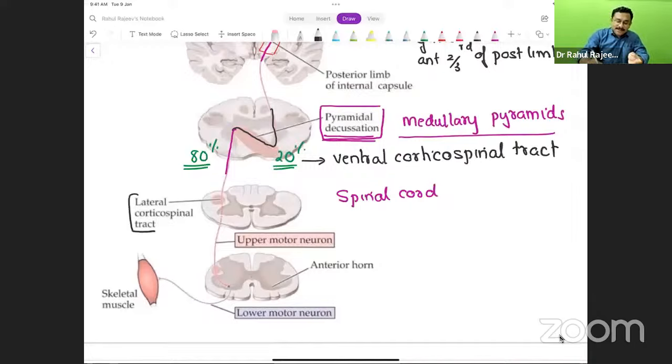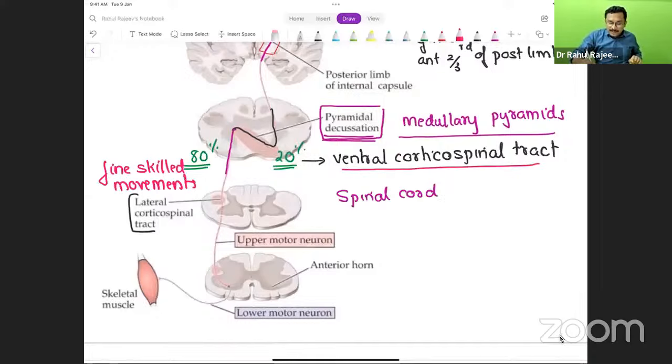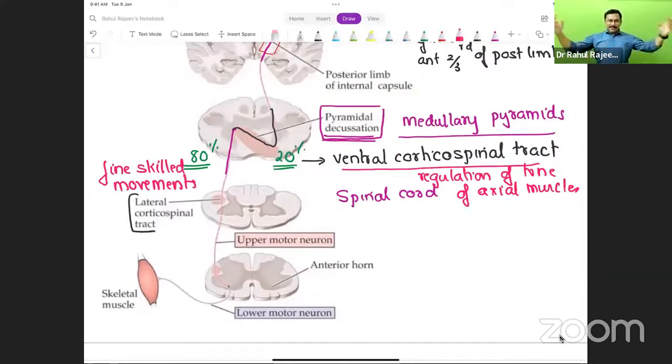Sir, why such a division, sir? Because the lateral corticospinal tract is important for fine skilled movements, whereas the ventral corticospinal tract is important for regulation of tone of axial muscles. See, Dr. Rahul is able to take this class sitting in an erect posture. These are appendicular muscles; this is the axial muscles. My axial muscles at the back have a good tone, which is why I'm able to maintain a posture, right? So the ventral corticospinal tract helps in regulation of the tone of the axial muscles.